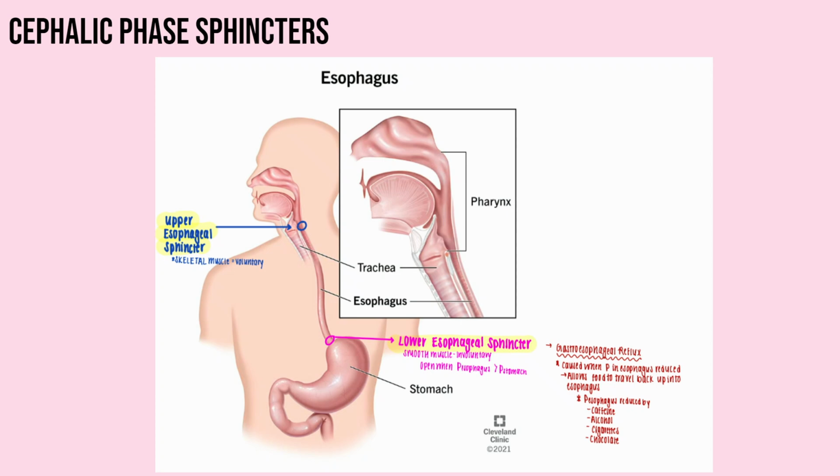And then I also wanted to mention gastroesophageal reflux. I think this is kind of cool because it makes sense. It's caused when the pressure in the esophagus is less than the pressure in the stomach, which causes that sphincter to open and allow food back up into the esophagus because of that pressure difference. So there are some foods that naturally reduce the pressure in the esophagus, which promotes acid reflux, which include caffeine, alcohol, cigarettes, and chocolate.